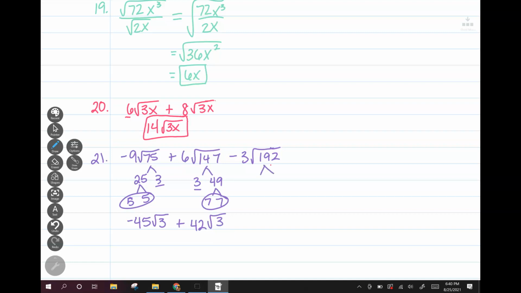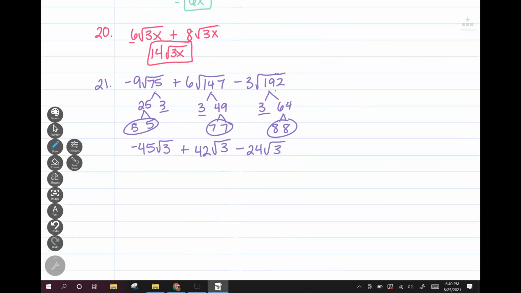192. Again, I can tell that's divisible by 3 because 9 plus 2 plus 1 is 12, and that's divisible by 3. That's a rule that if the digits add up to something divisible by 3, then the number itself is divisible by 3. Okay, so this is 64, and 64 gives me 8 and 8. So I can take an 8 out, multiply it with the 3 that's already there, and 3 stays inside.